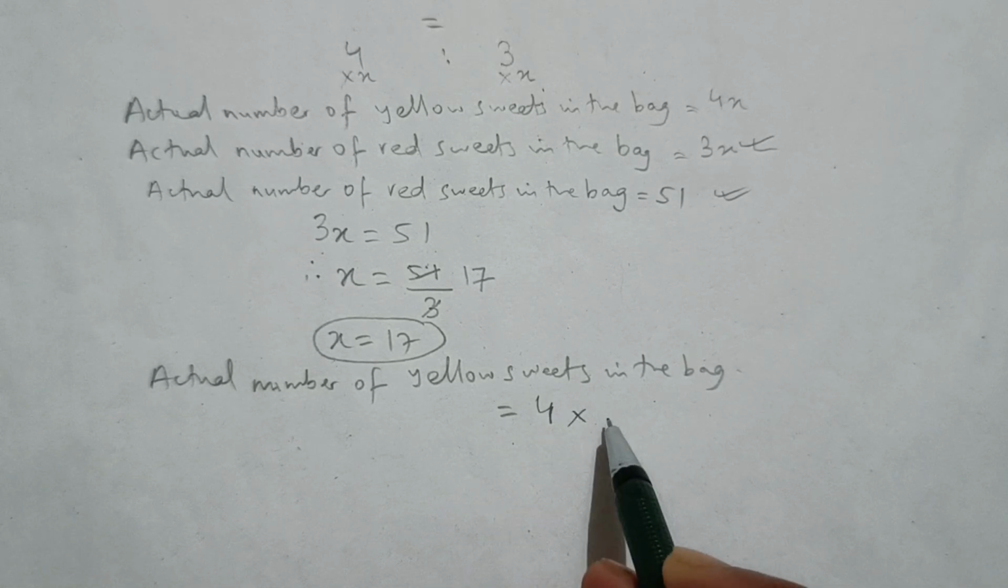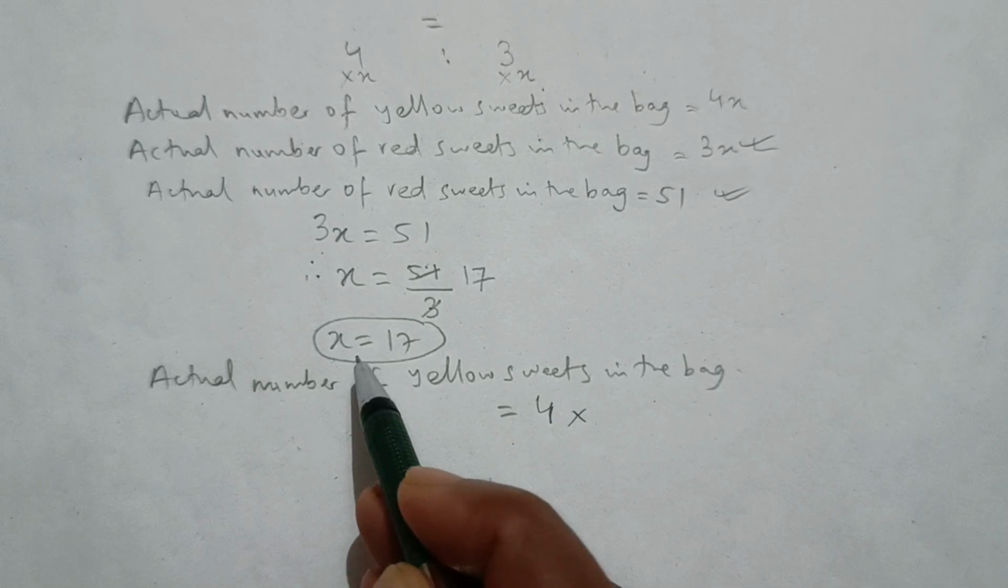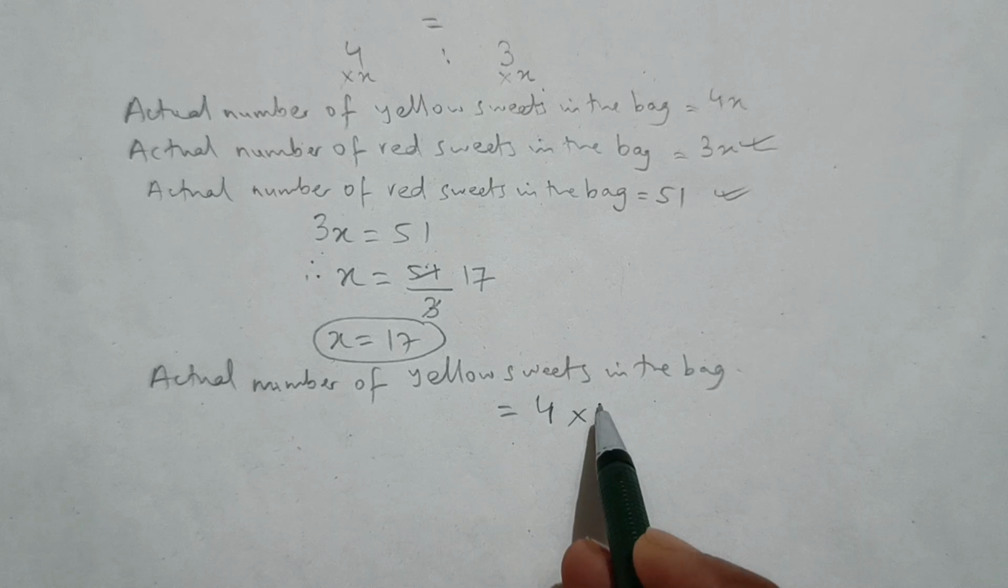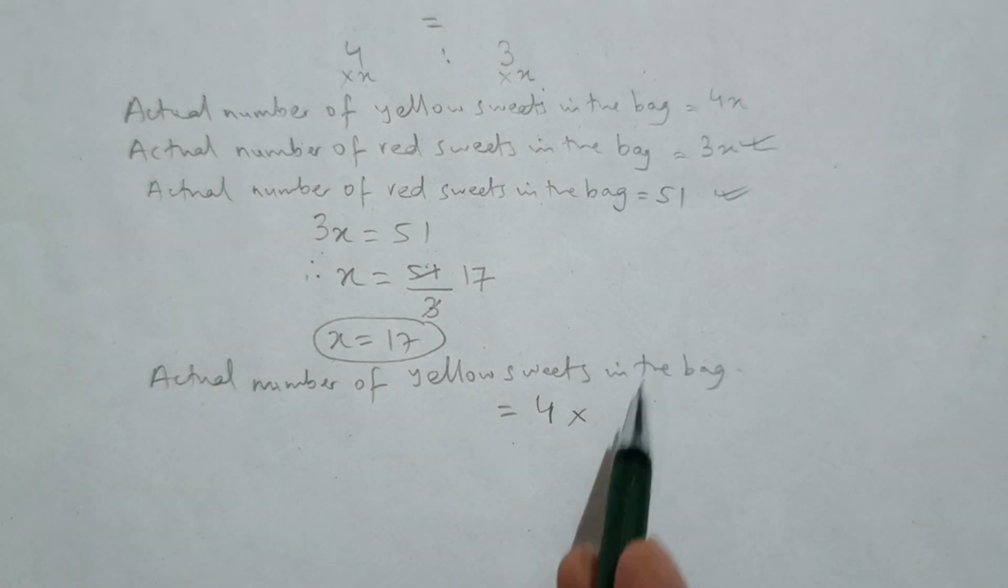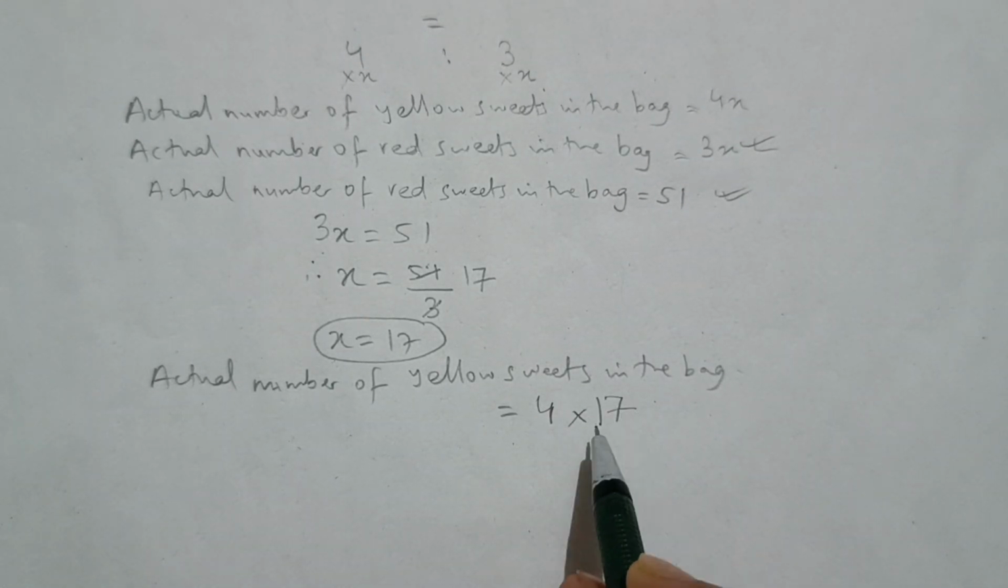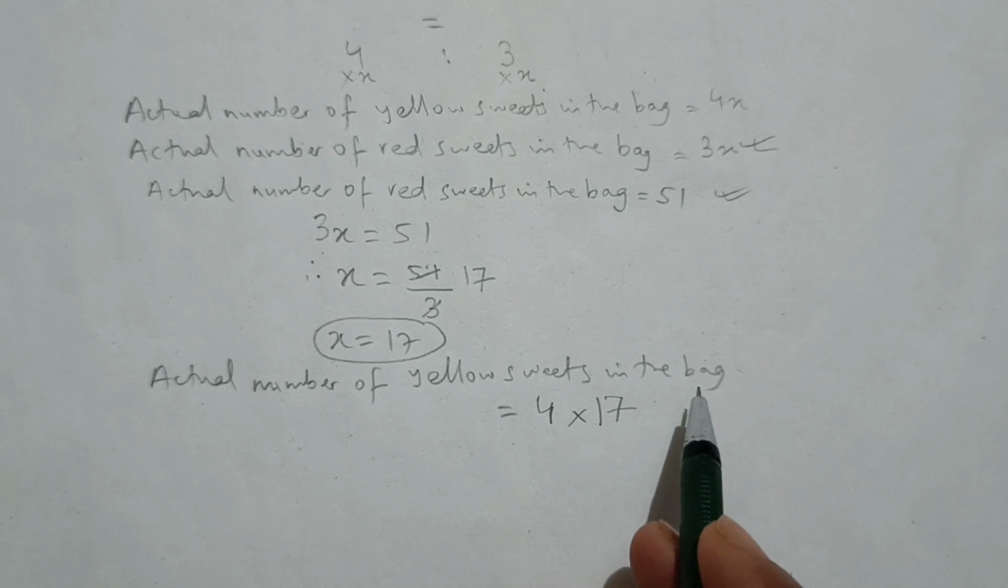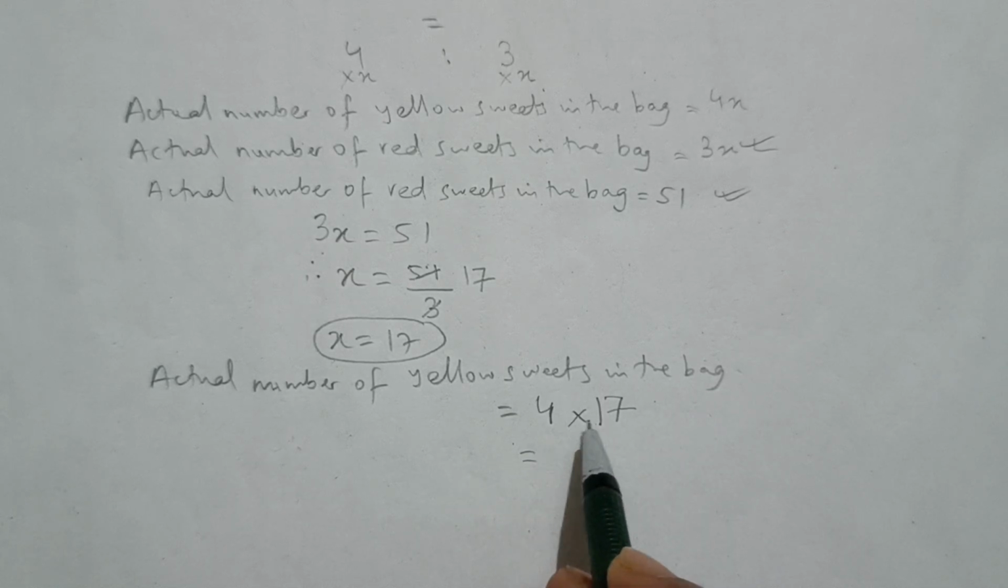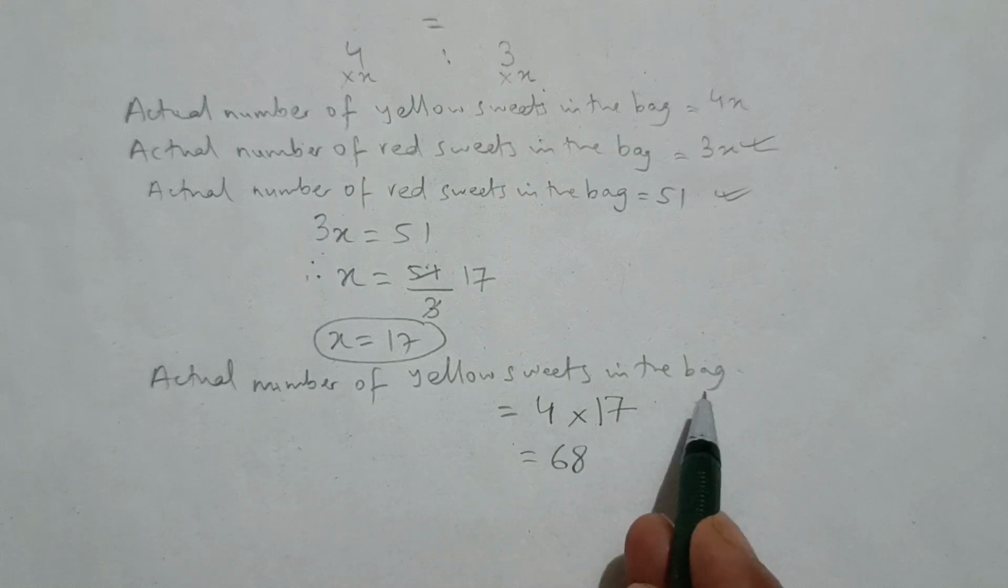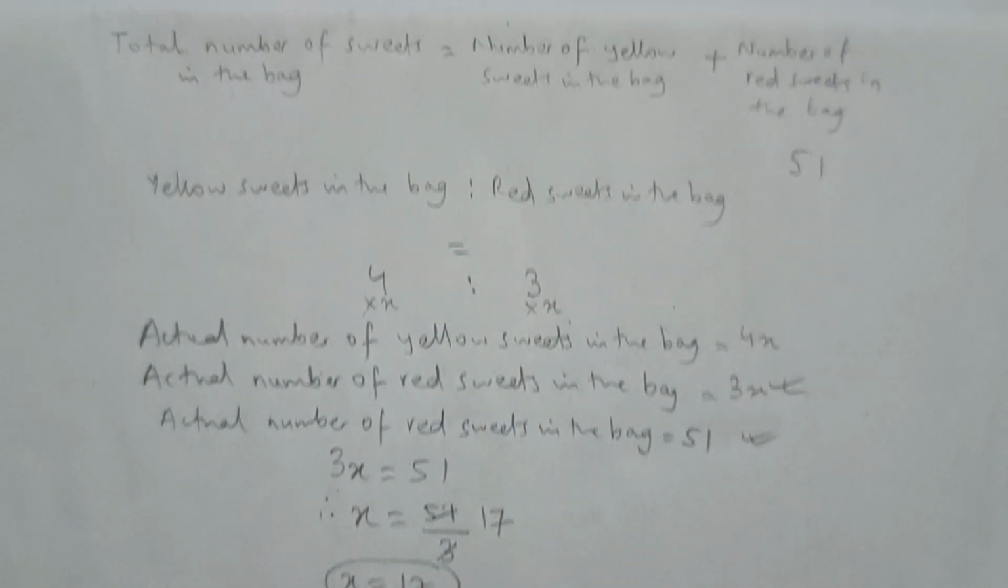4 into x. And what is x? The value of x is 17. So instead of x, I will write its value, which is 17. So actual number of yellow sweets in the bag is 4 into 17. 4 into 17 is 68. So actual number of yellow sweets in the bag is 68.